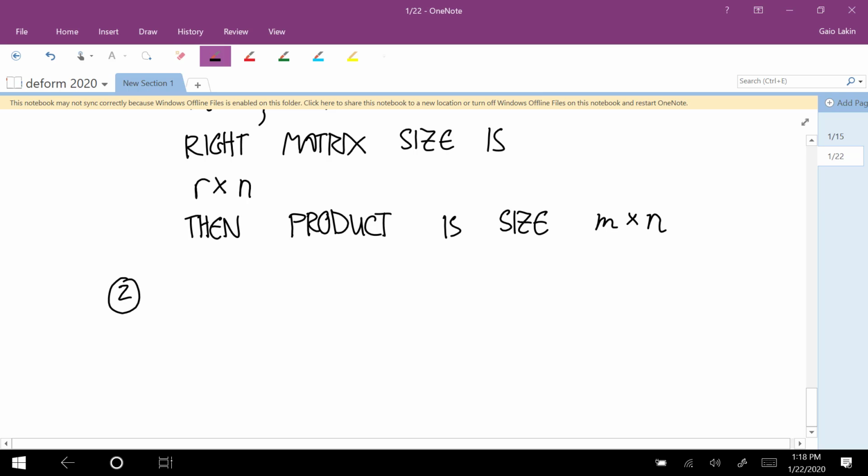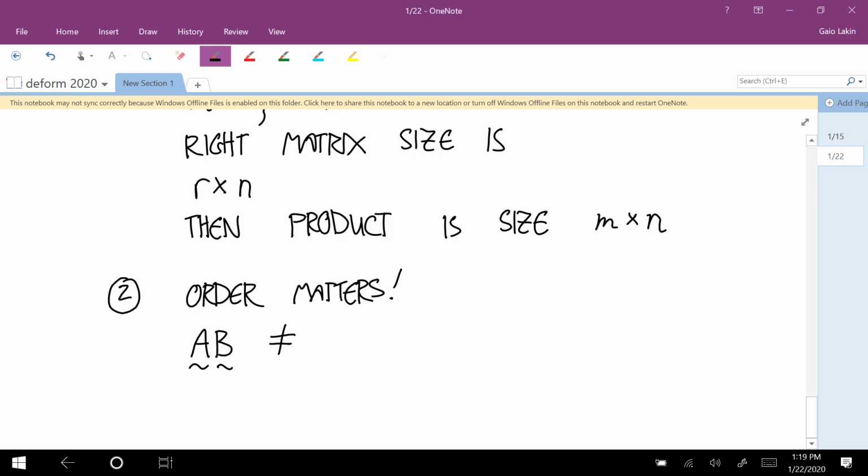The second thing is that the order of operations matters. So if you multiply a matrix A times B, that's not the same thing as B times A. And in fact, just because you can multiply A times B doesn't even mean that B times A exists.